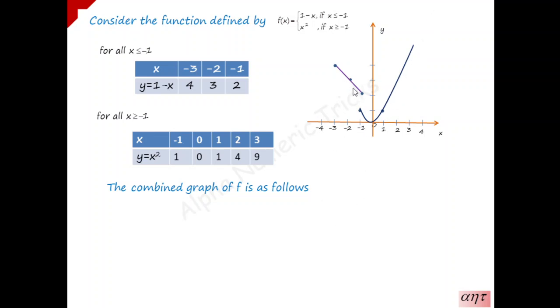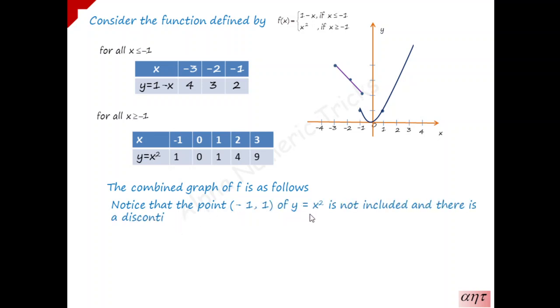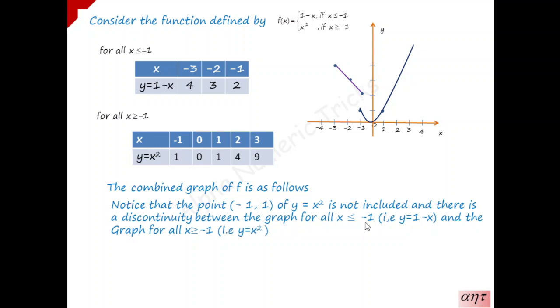After joining the points, you get a parabola and a straight line. So after drawing the graph, we can say that there is a discontinuity at x is equal to minus 1. Notice that the point minus 1 comma 1 of y is equal to x squared is not included. There is a discontinuity between the graph for all x less than or equal to minus 1 on the line y is equal to 1 minus x, and the graph for all x greater than or equal to minus 1. Look at the graph: there is no joining here, so the point is missing.